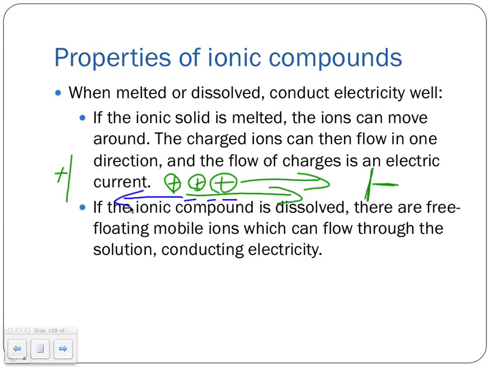If the ionic compound, on the other hand, is dissolved, the exact same thing happens. These ions are now floating around in the middle of the solvent, so they're free floating. They're not attached to the anions now, and so they can flow through the solution, and they conduct electricity well. This is what we called, again, electrolytes. So we said electrolytes are substances in which ionic substances are dissolved in liquid or in a solvent. Because they are free to move around, they do conduct electricity very well.